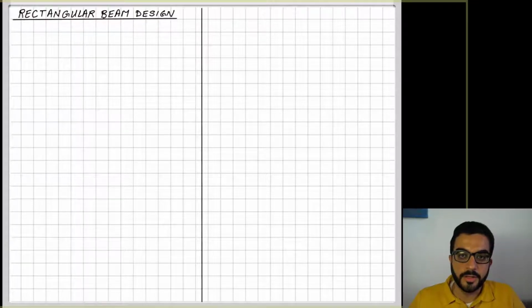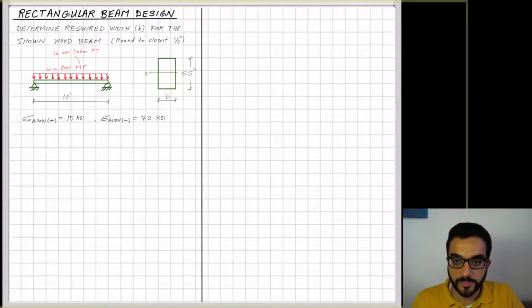Hi there. This video will see how rectangular beams are designed, and we'll show that by an example. So we have here a rectangular wood beam that we know the depth for, and typically this is what in practice is the case. We have the clear floor height, and we know the ceiling height available to us from architectural requirements.